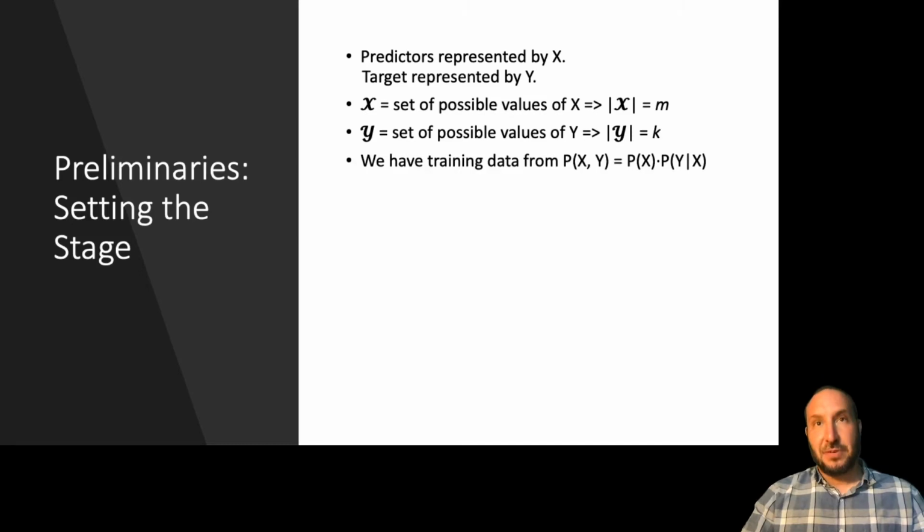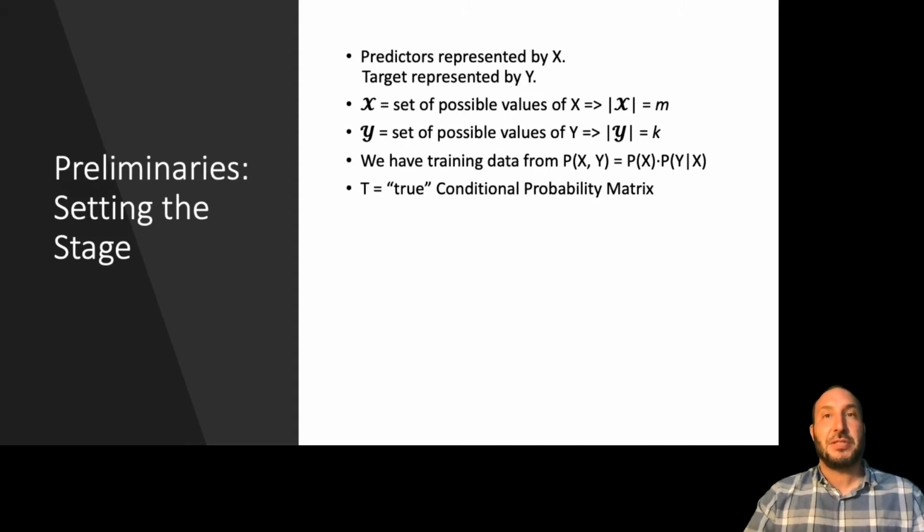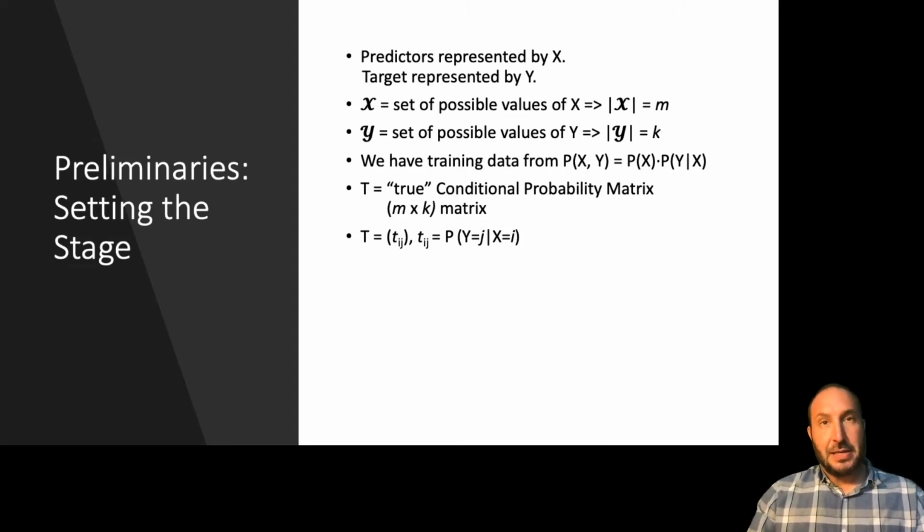And we've got training data from this joint distribution p(x, y), and we can factor that distribution as a probability on x and then a probability on y given x. And T is this true conditional probability matrix. So T is really our matrix representation of that true P of y given x, where the number in the ith row and the jth column represents the probability that y equals j given x equals i. So each row of this matrix is a probability distribution on y, and it represents what we believe about y given that x equals i.